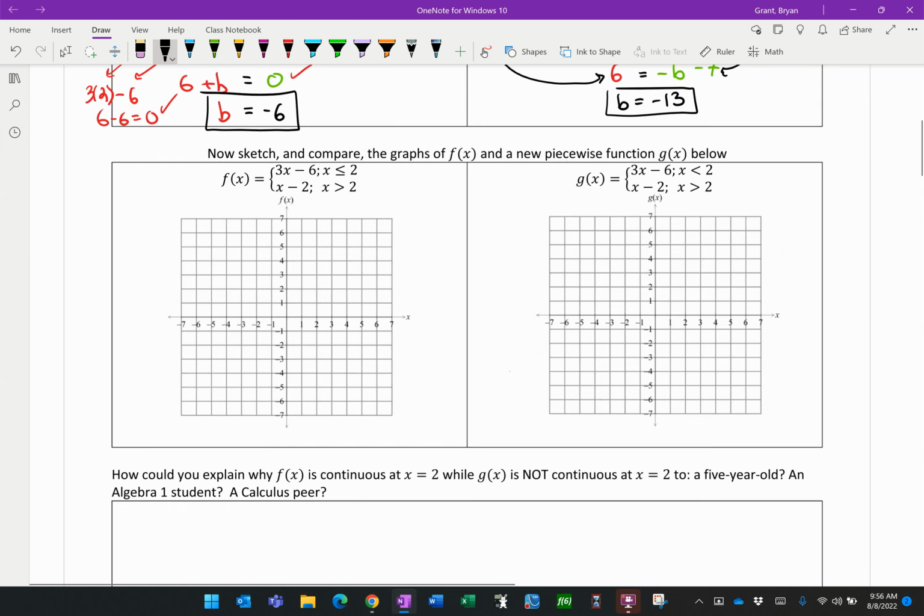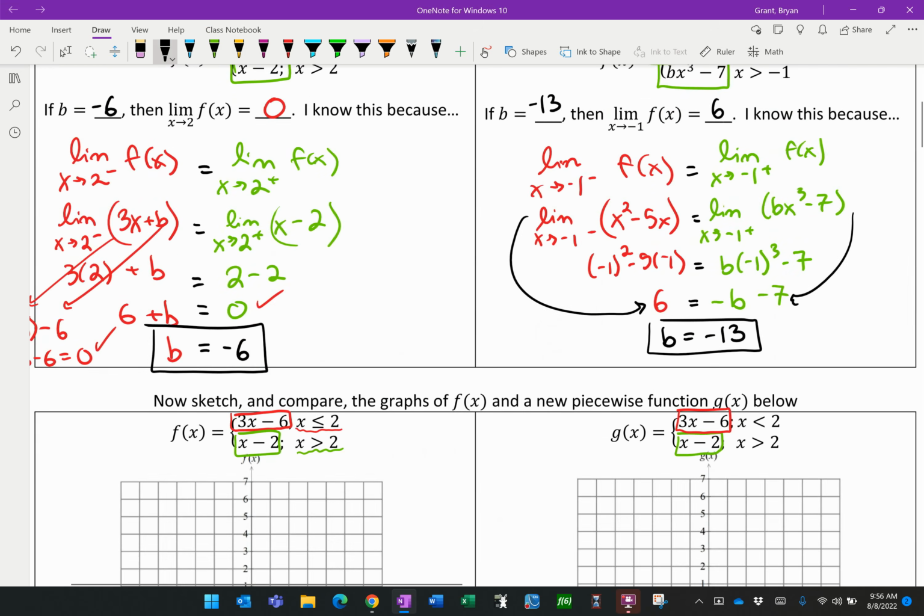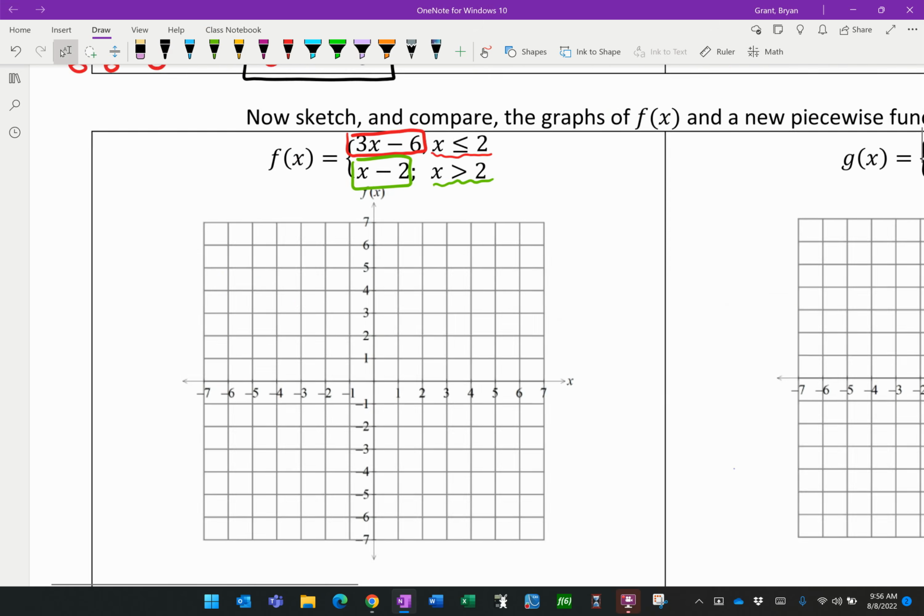So let's go ahead and quickly sketch and compare the two graphs below. Now, you might say, well, these two graphs look pretty darn similar, right? 3x minus 6 for x is less than or equal to negative 2, and x minus 2 for x is greater than 2. And over here, right, we have the exact same equation. So maybe if we sketch one, the other will be the same. And we've actually done this before, right? This is problem 1 up above. So let's go through it pretty quickly.